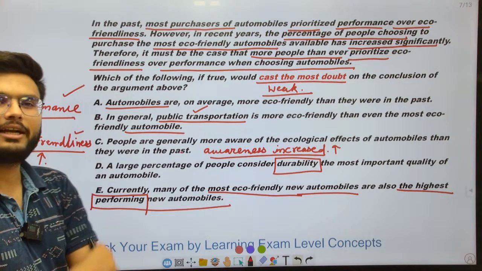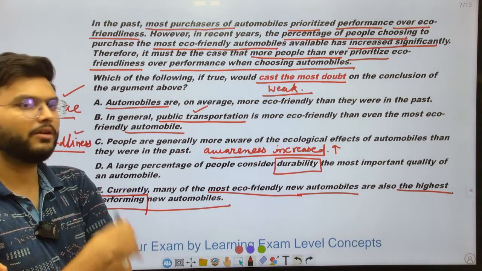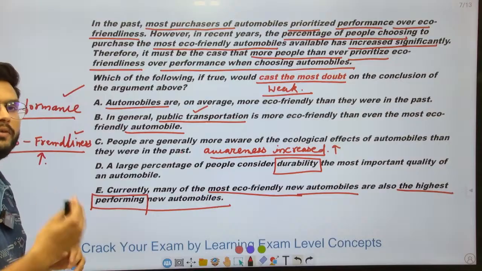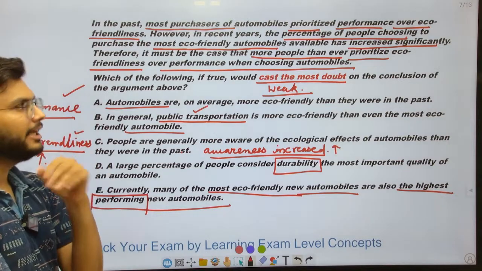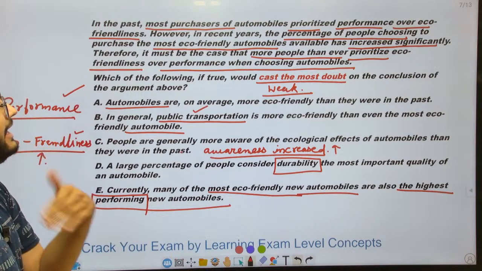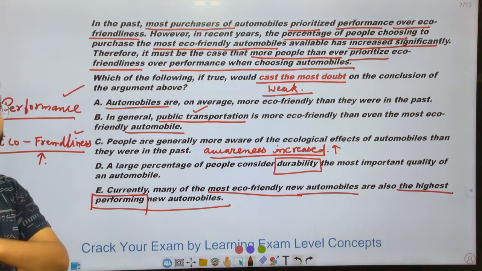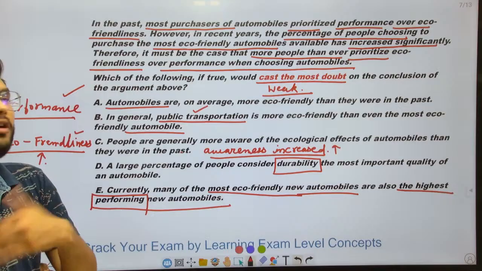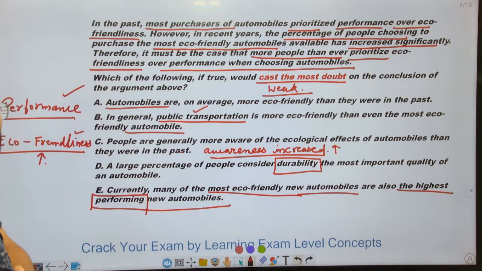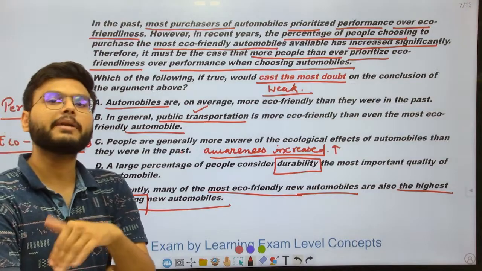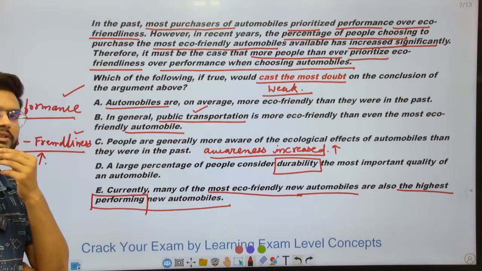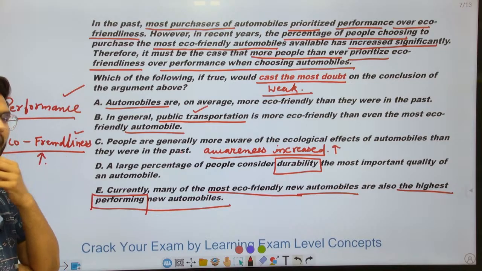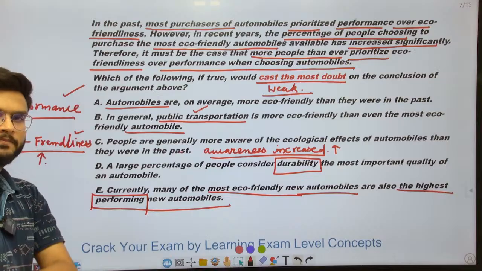But no, in reality, it doesn't happen. Earlier we were prioritizing performance over eco-friendliness. Later we have seen an increase in the percentage of eco-friendly vehicles. So the author believed that now people have changed their priorities from performance to eco-friendliness. Now they are more attracted to eco-friendliness.